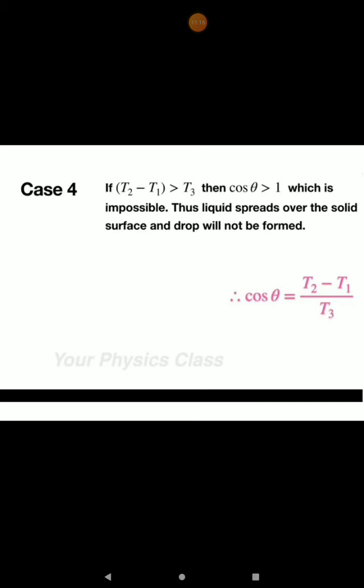Then case 4, if T2 minus T1 is greater than T3, the numerator is greater, meaning cos theta is greater than 1, which is impossible. The maximum value of the cosine of an angle is 1 or minus 1. Thus the liquid spreads over the solid surface and a drop will not be formed.